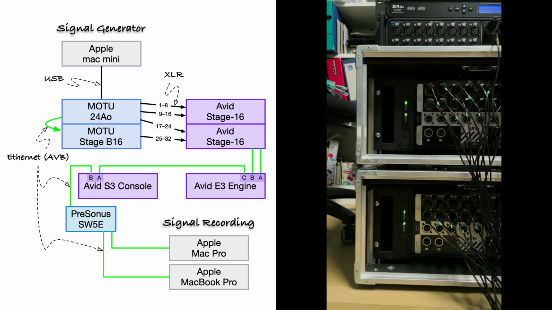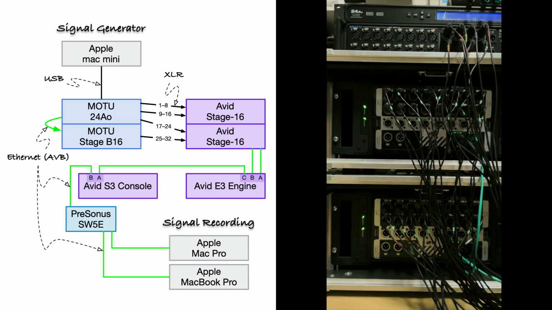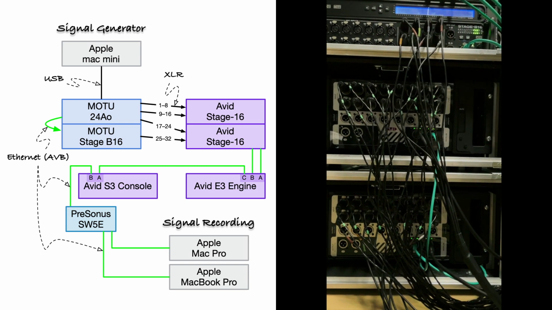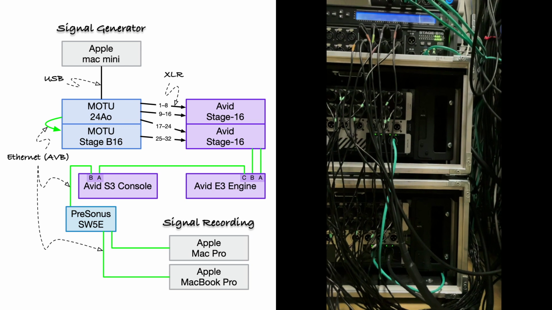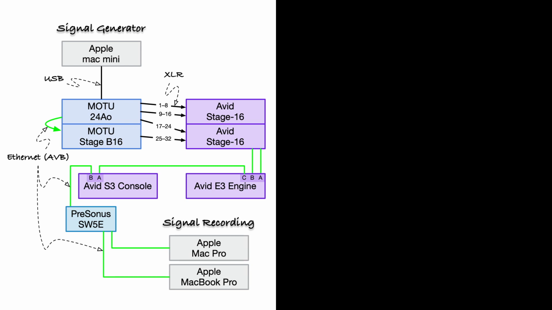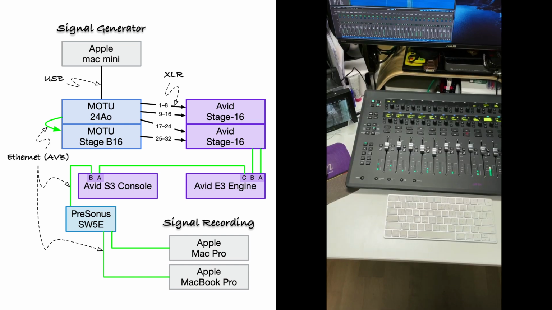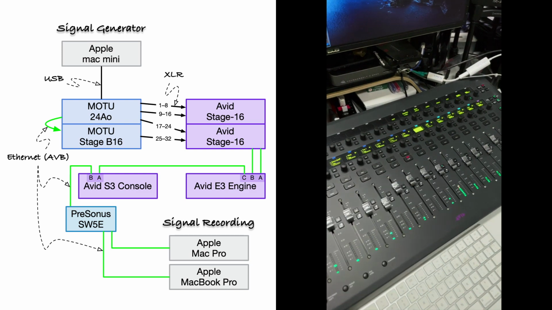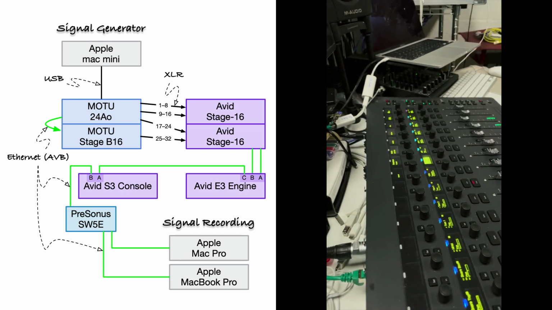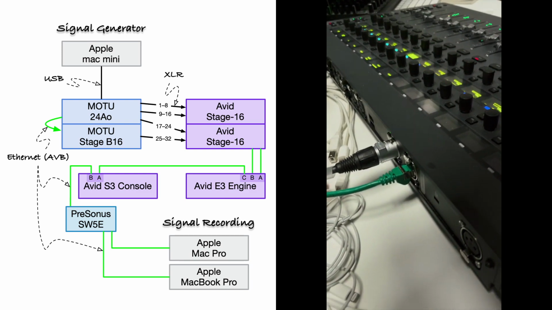For signal recording, I'm using a Mac Pro, late 2013, and a MacBook Pro, 13-inch 2020, both running macOS Big Sur and Pro Tools 2020.12.0. These are both connected via Ethernet to the PreSonus SW5E switch, which itself is connected to the B port of the S3 console. The S3 is connected to the C port of the E3 engine, as recommended by the S3L manual.